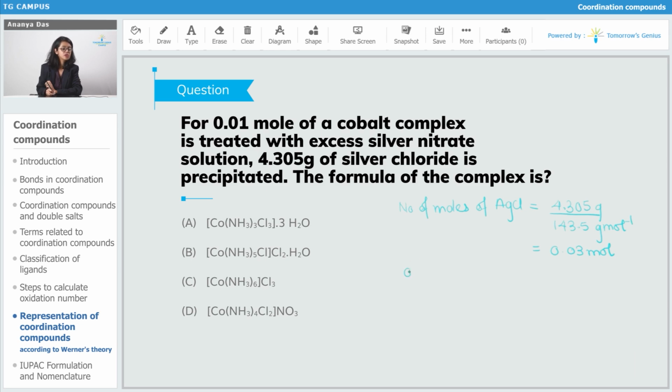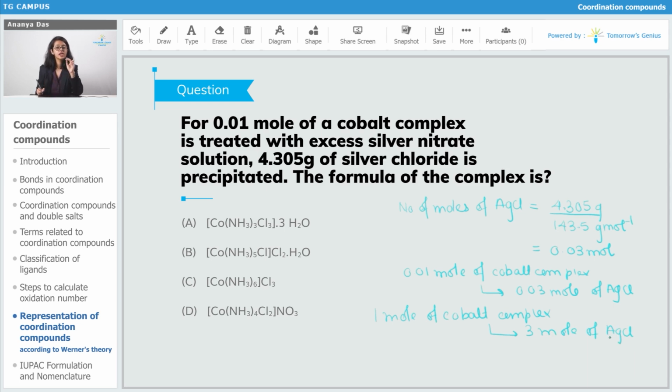So according to this, 0.01 mole of the cobalt complex when treated with AgNO3 precipitates 0.03 mole of AgCl. Applying the unitary method, if 0.01 mole precipitates 0.03 mole, then what will 1 mole precipitate? 1 mole of cobalt complex will precipitate 3 moles of AgCl. Now when will 3 moles of AgCl be precipitated? 3 moles of AgCl will only be precipitated if there are 3 chloride ions present outside the coordination sphere, because only those are ionizable.